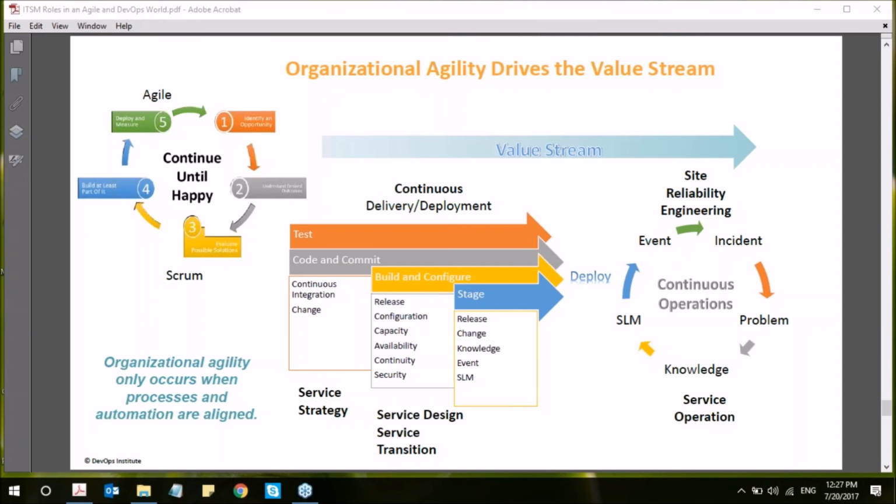Yes, it does. Thank you, ladies. Javier has a question. He wants to know, what are the main KPIs you use to measure DevOps success?